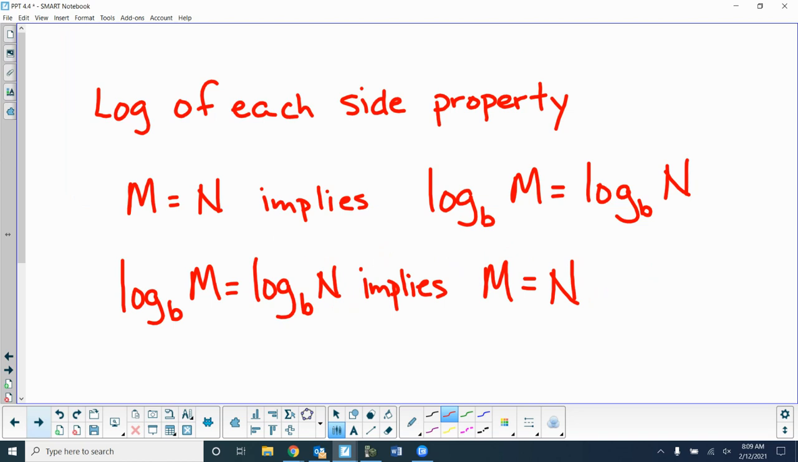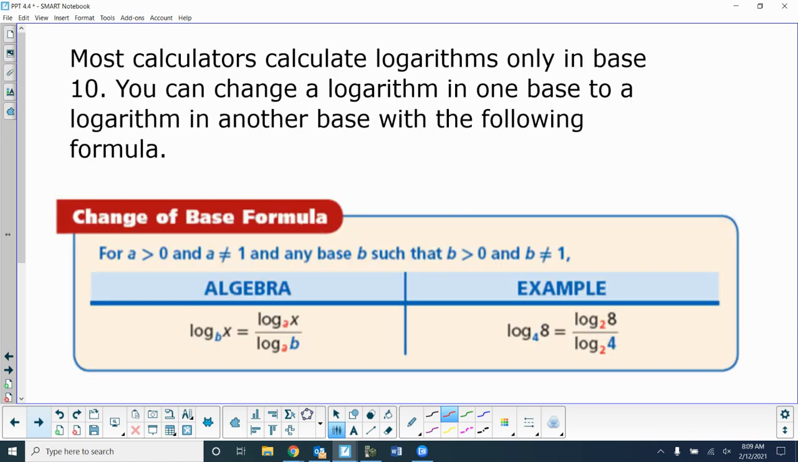If two sides of an equation are equal, I can take the log of both sides and they'd still be equal as long as I use the same base. Since we have base 10 log in our calculator, that's the one we will use. Or if it's base e, we have natural log also. If I have two logs with the same base that are equal, whatever comes after the log must be equal. That's just common sense.